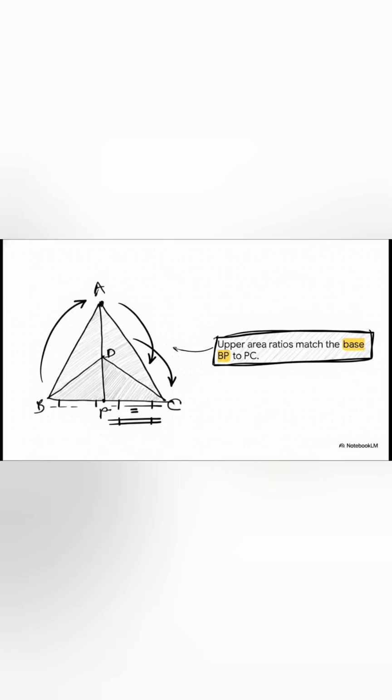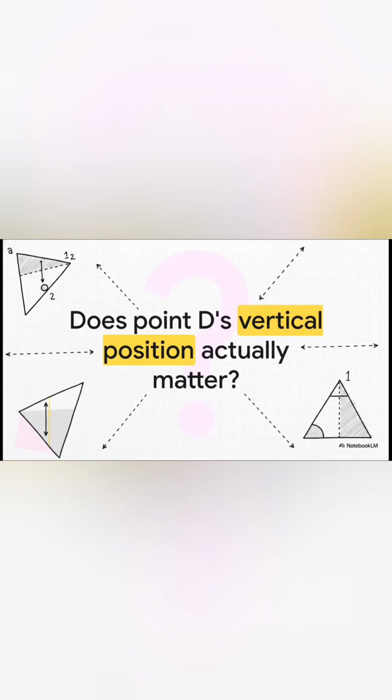Which gives us our definitive geometric conclusion. The area of the upper left triangle, ABD, compared to the upper right triangle, ACD, is absolutely equal to the ratio of the baseline segment, BP, compared to PC. The base dictates the top, jumping right over that middle section. Pretty amazing, right?